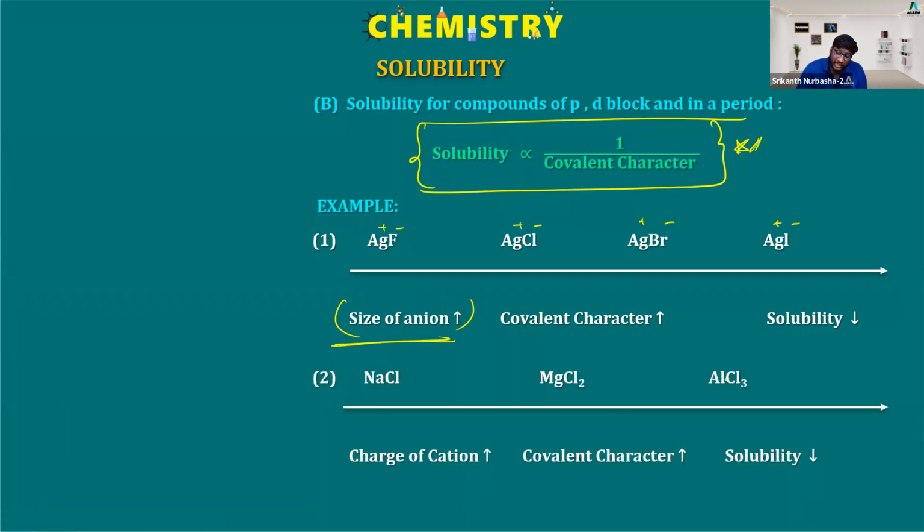NaCl, MgCl2, AlCl3: plus 1, minus 1, plus 2, minus 1, plus 3, minus 1, the charge differs. Whenever you think of Cl minus as the same ion, the charge differs: Na plus, Mg plus 2, Al plus 3. The charge of the cation is increasing, so covalent character increases. Covalent character increasing means solubility decreases. Which is more soluble? NaCl is more soluble than MgCl2, then AlCl3. And here, the solubility order is AgF, AgCl, AgBr, AgI, because solubility is decreasing.